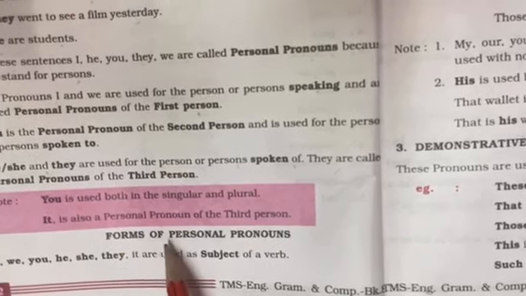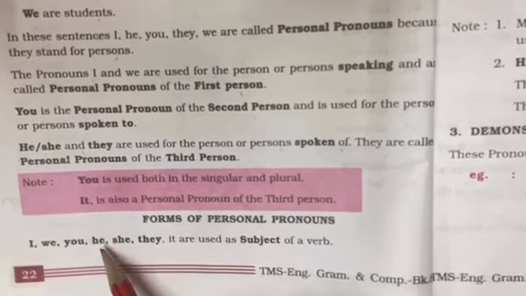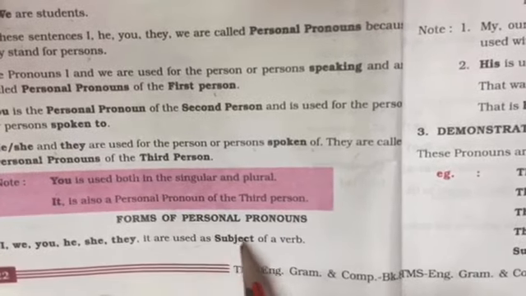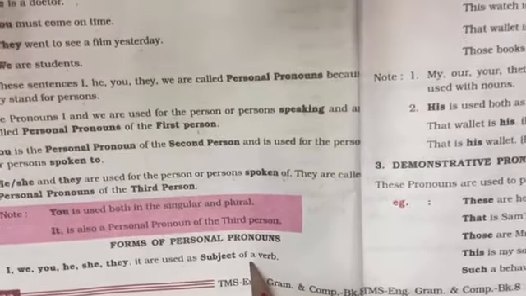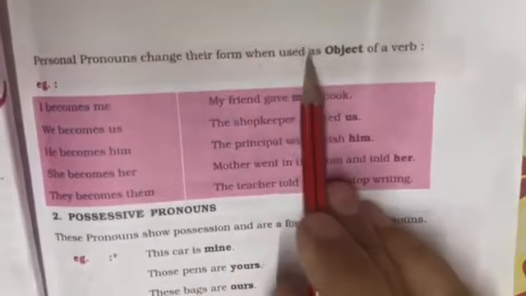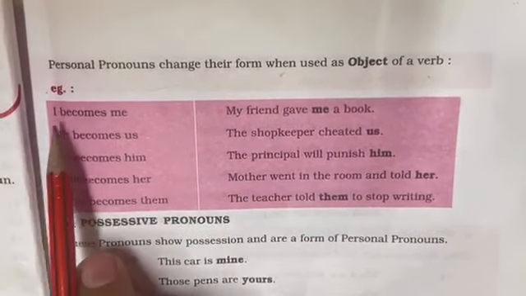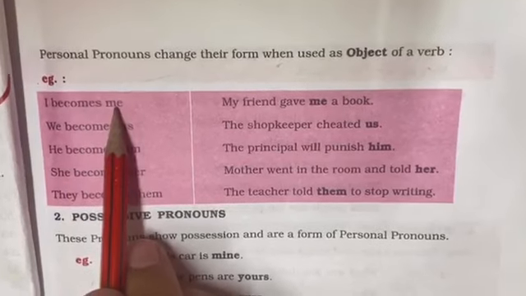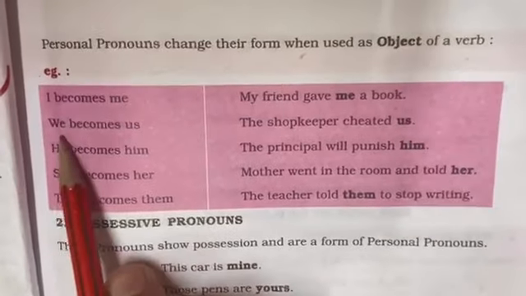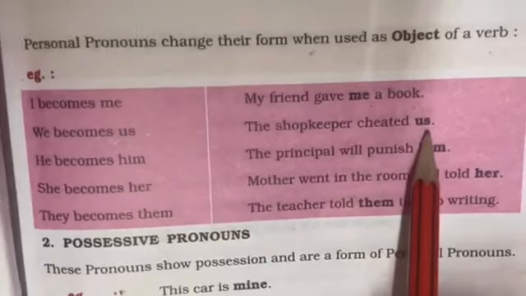Now the different forms of personal pronouns. I, we, you, he, she, they, it are used as subject of a verb. Personal pronouns change their forms when used as object of a verb. Now pay attention. Like, I becomes me. My friend gave me a book. We becomes us. The shopkeeper cheated us.